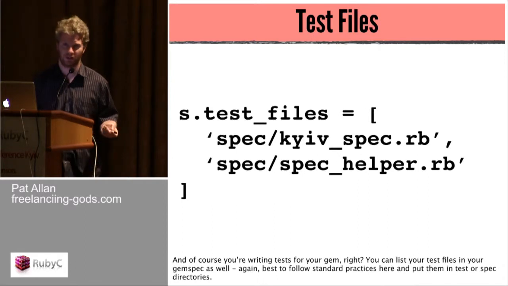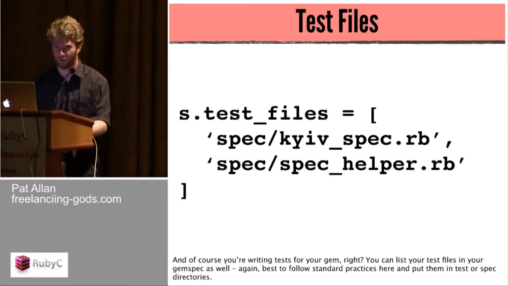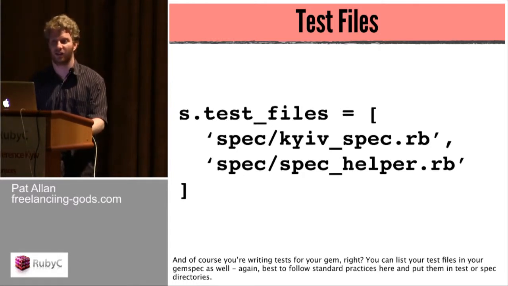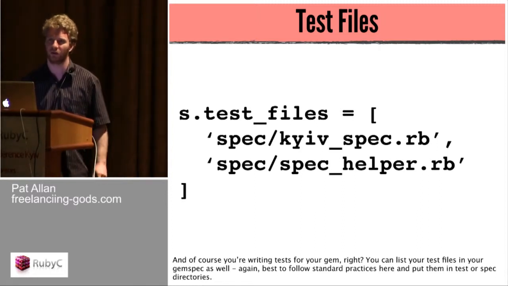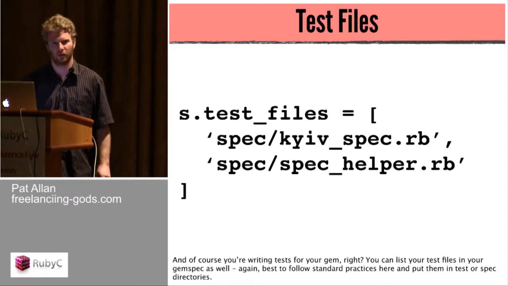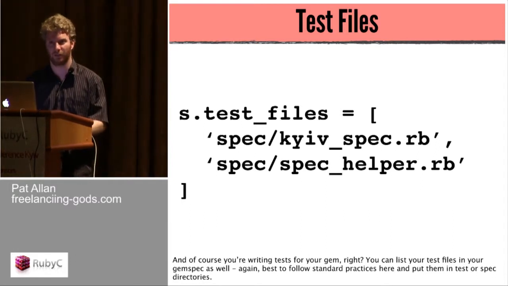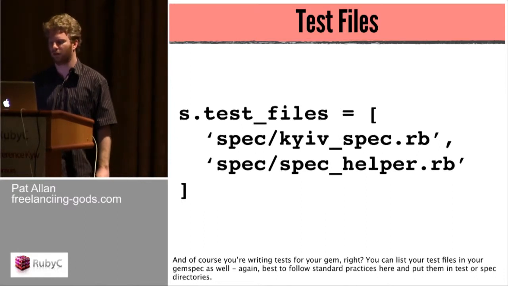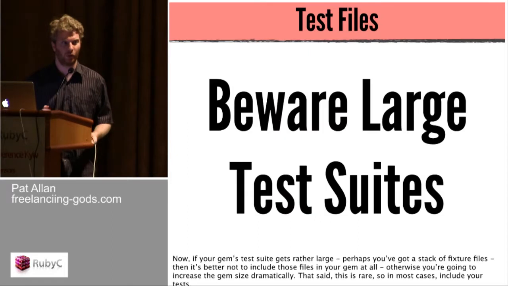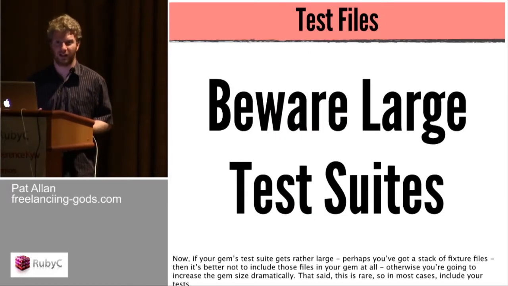Test files, because you are writing tests for your gem, right? You can use RSpec or test unit or whatever, and you just want to list the test files in your gemspec. So all these paths, and it goes the same for lib as well, are relative to the root of your project. You don't want absolute paths, because that's different on every machine, but just go down to the root of the project. Now, generally you want to put tests in as part of your gem.